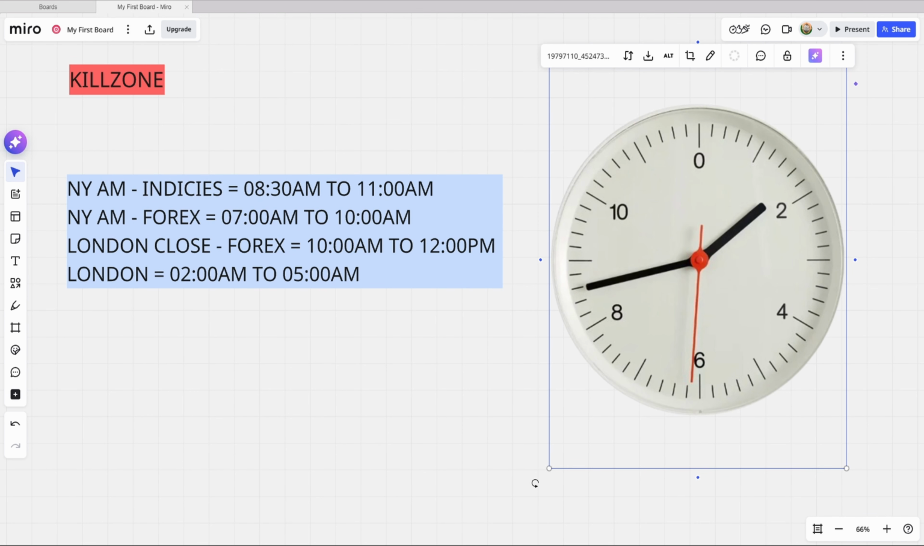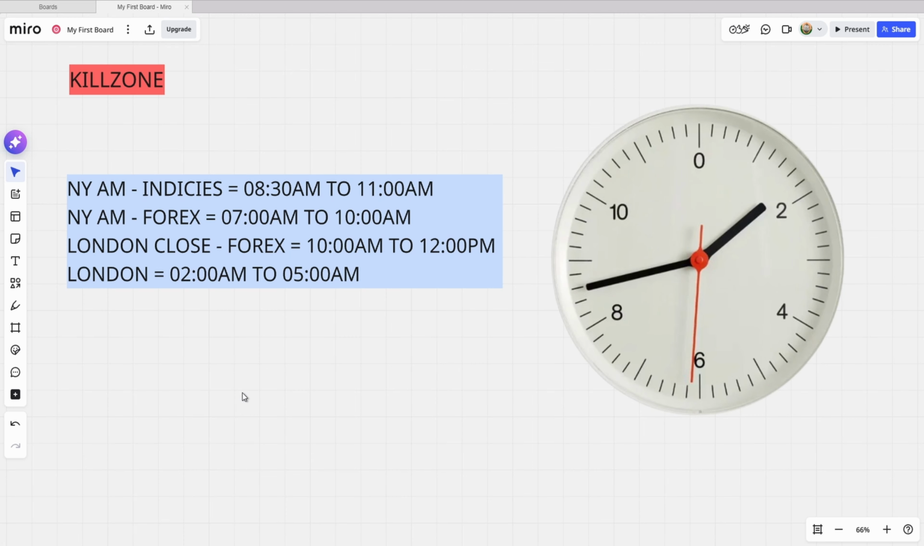Let's get into it. So here we are in the PDF looking at the sessions, also known as the kill zones. You can see we have Asia, London, New York AM, and New York PM. Now for this strategy, we're not going to trade all of them. We're going to filter it down and only focus on London and New York AM.